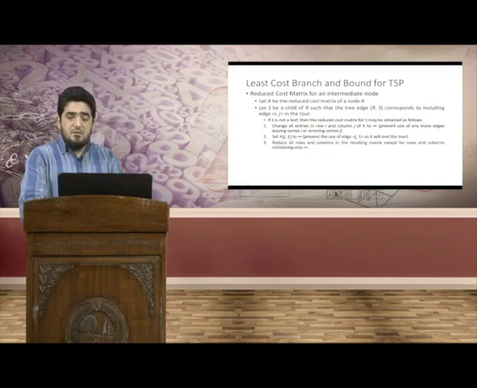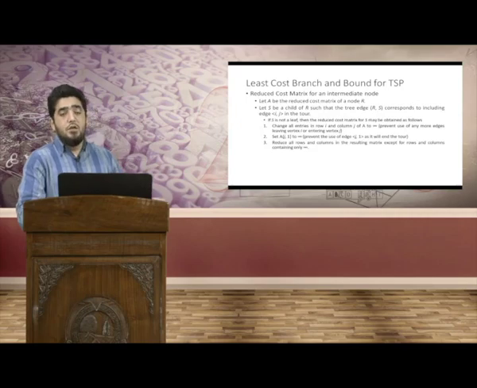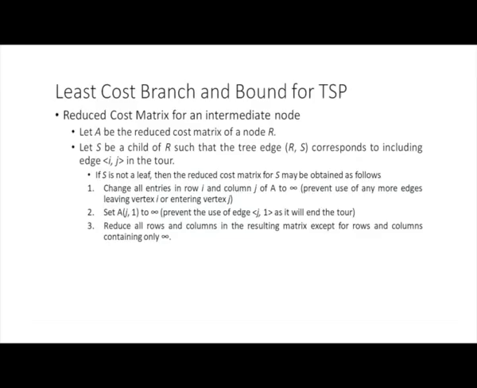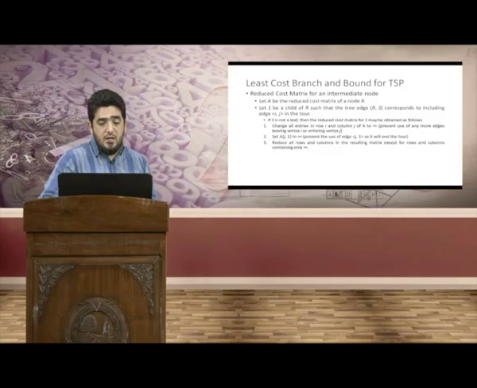Now, after we have done these two steps, we further reduce all rows and columns which do not have all values equal to infinity. So that is what has been mentioned in step number 3. We reduce all rows and columns in the resulting matrix except for rows and columns containing only infinity.